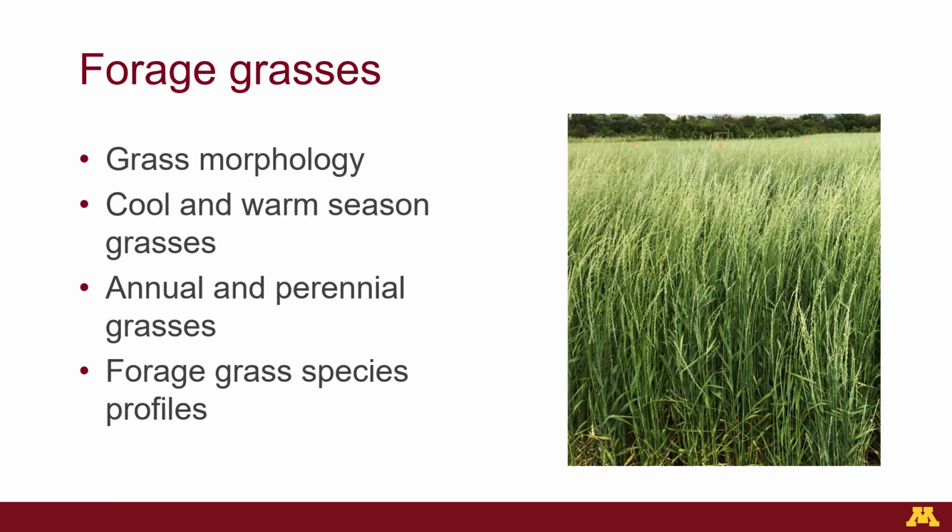There are several areas we will cover in this section. We will first discuss the morphology of grasses. Then we will move on to cover cool and warm season grasses, annual and perennial grasses, and end with forage grass species profiles. This is a mature stand of a perennial grass. We show a field of a tall green forage grass crop that has seed heads.